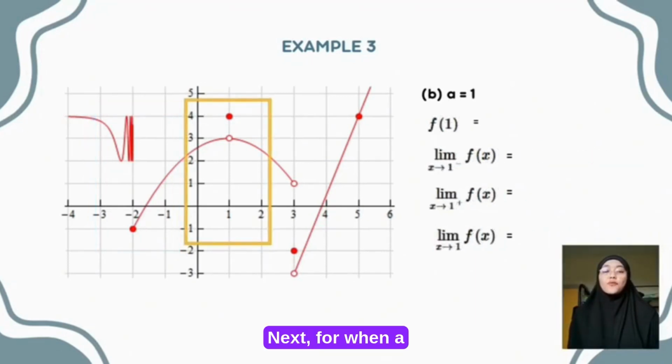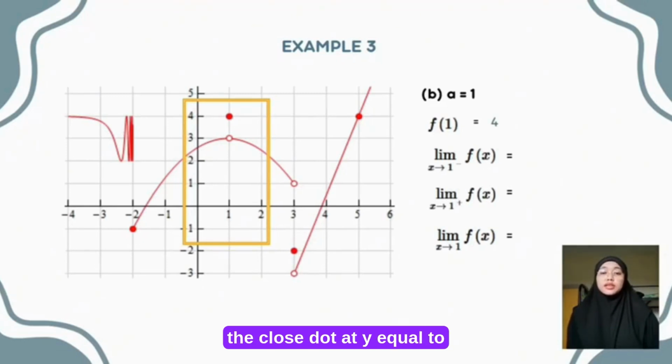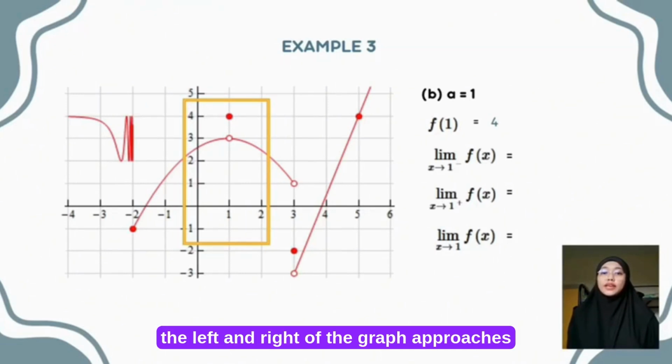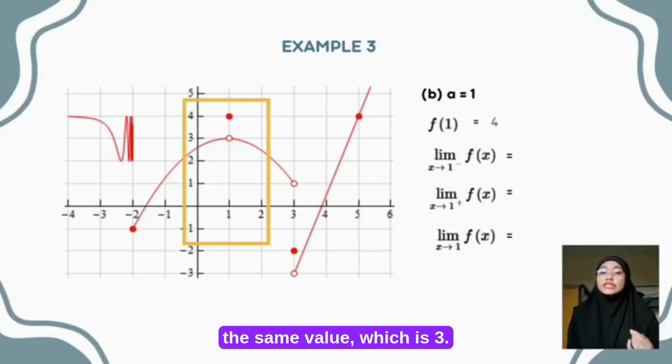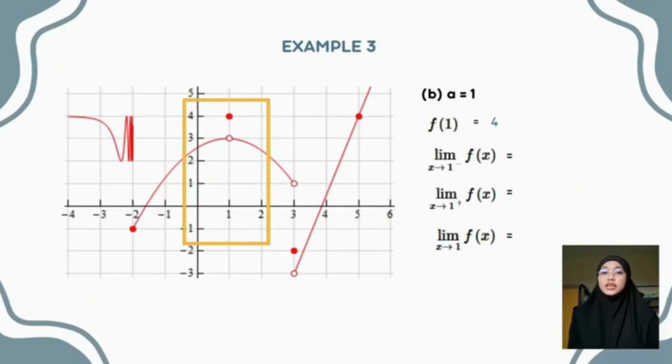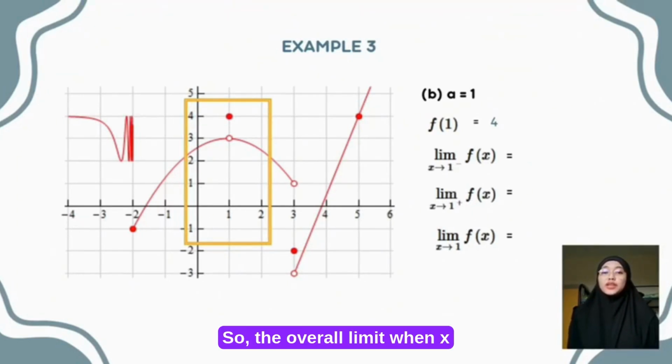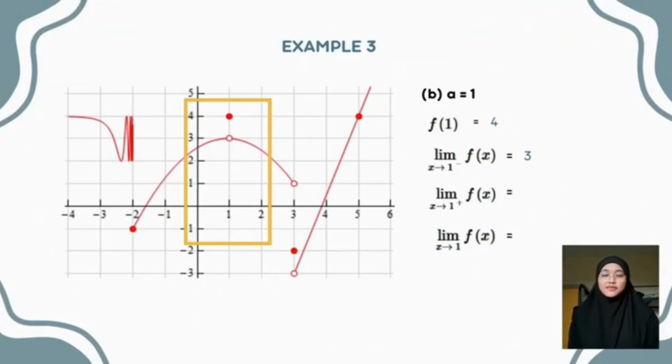Next, for a equals 1, from the graph, f(1) equals 4 because of the closed dot at y equals 4. As x approaches 1 from the left and right, the graph approaches the same value, which is 3. So the overall limit as x approaches 1 of f(x) is 3.